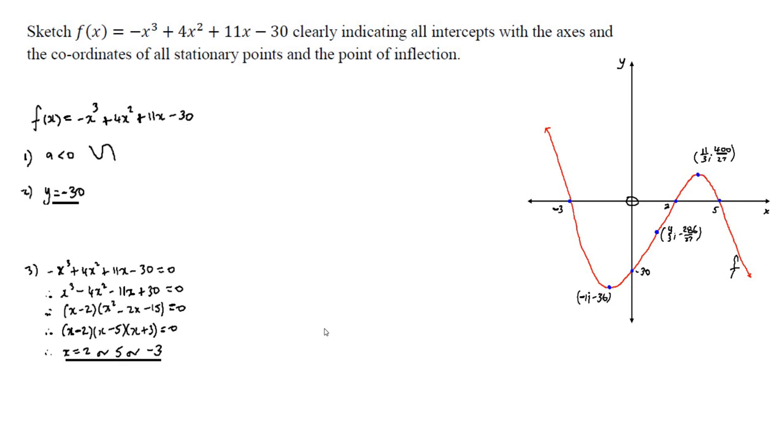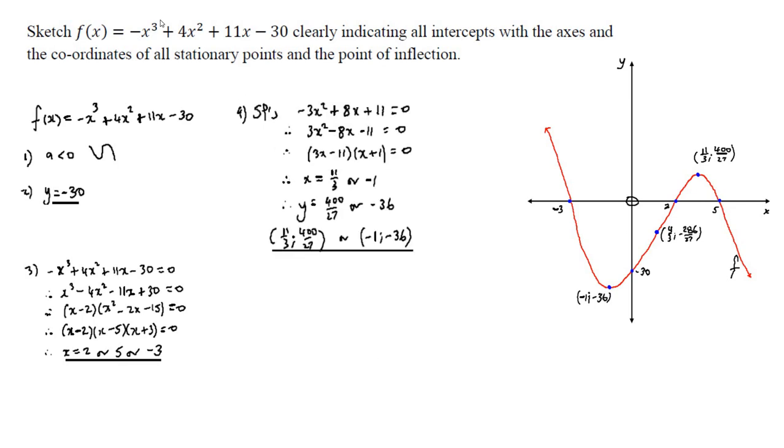Now what about the stationary points? Well, that's pretty straightforward. All we do is go 3 times -1 minus 3x squared plus 8x plus 11. Make the derivative equal 0. Divide everything by -1, factor or use the quadratic formula. You get 2 x values. Take those x values, put them back into the original equation. You'll get the y values out. And there they are. That's the turning point on the right, 11/3 and 400/27, kind of ugly. And -1 and minus 36 down here.